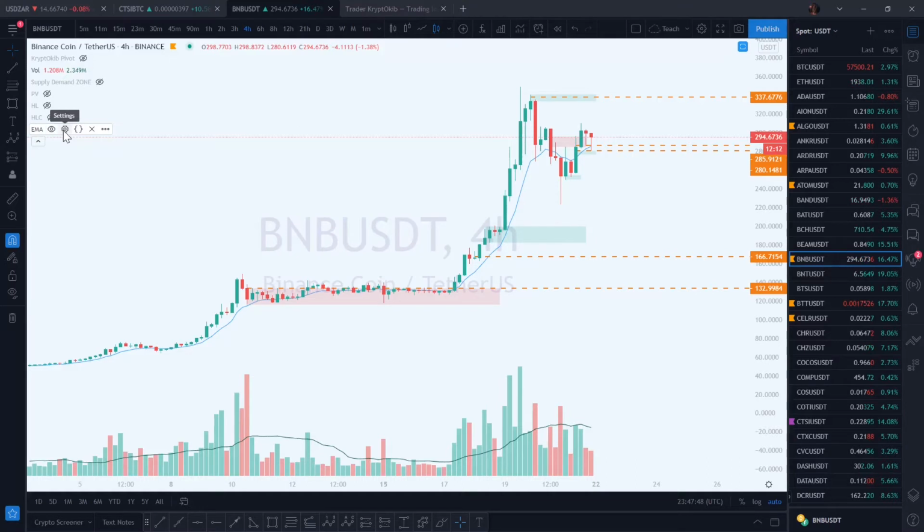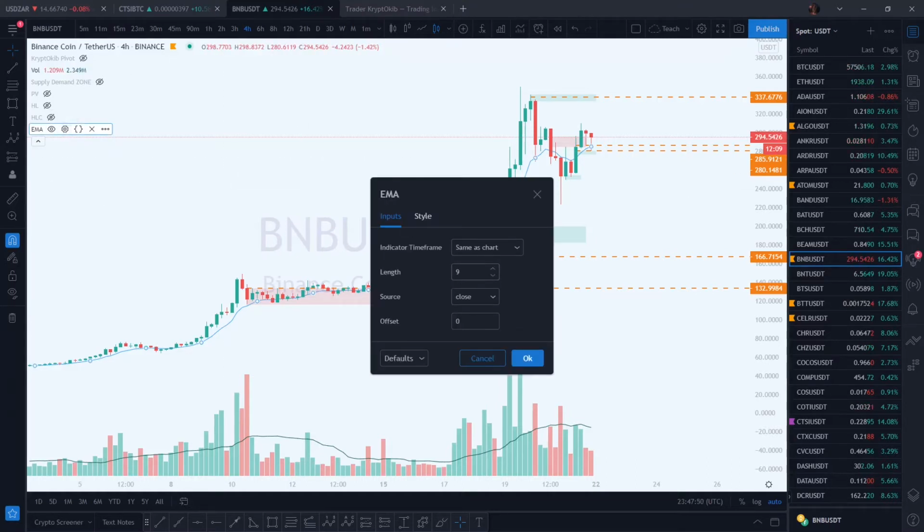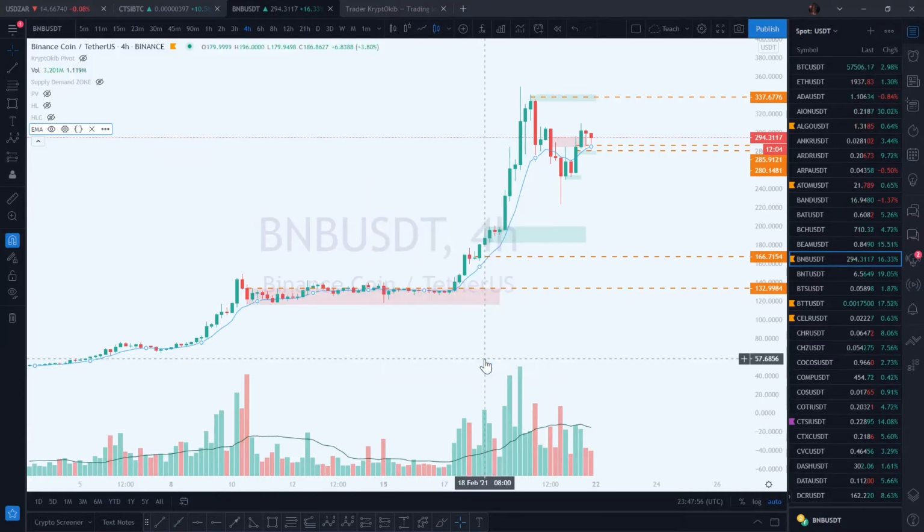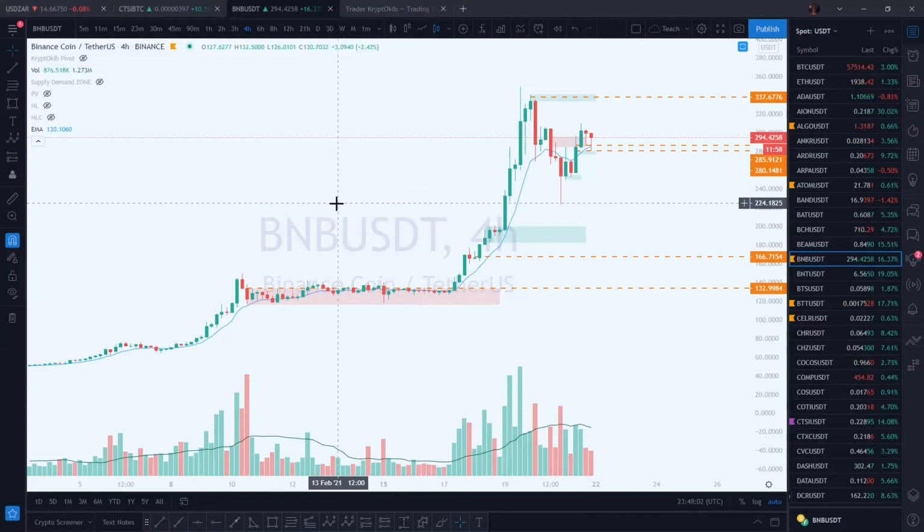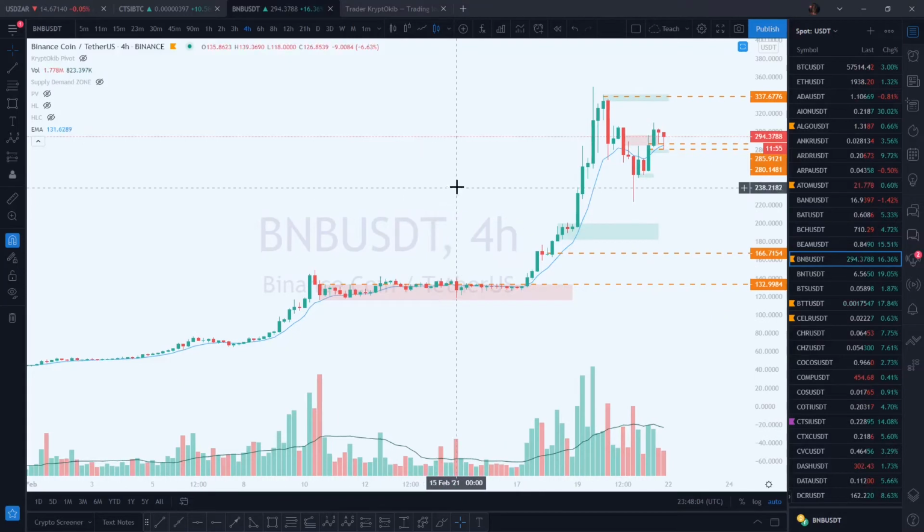If you click the settings here, you can change the number. The length to look back at is default at 9. We can change it to whatever we want. Like I said, most people deploy more than one of these MAs. Some people also use one for trend indication.